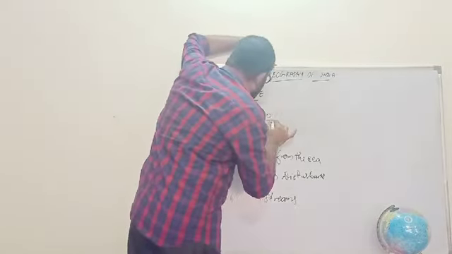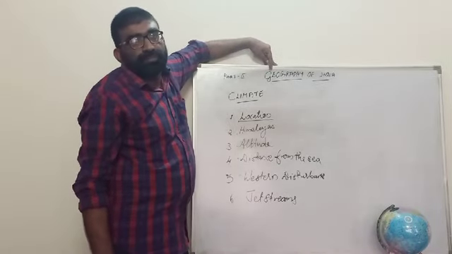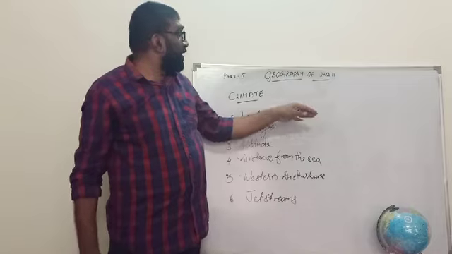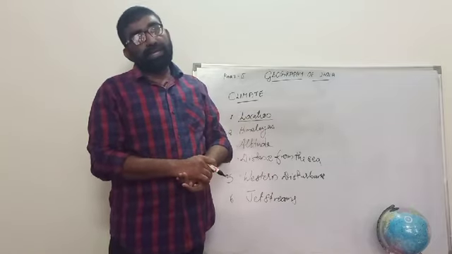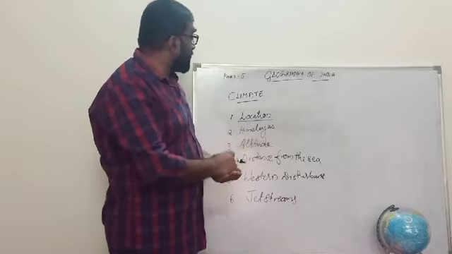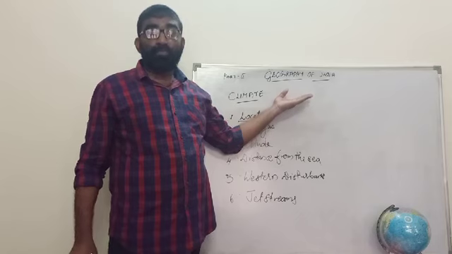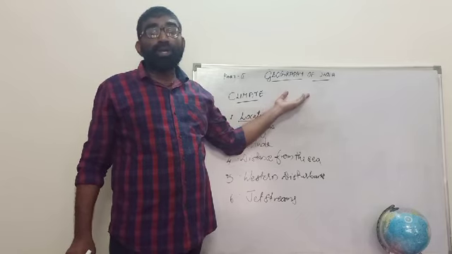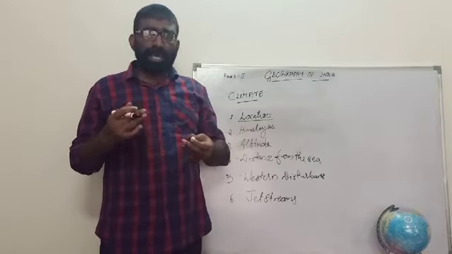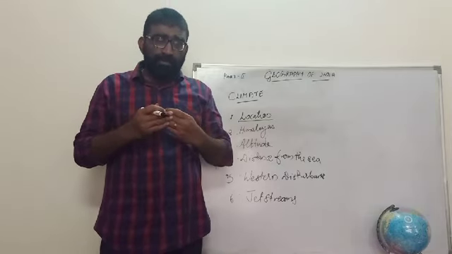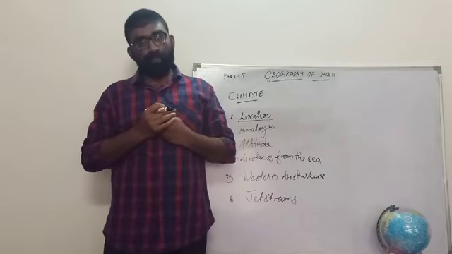Location. Already we said it is located between 8 degree to 37 degree. Tropic of Cancer divides the country, and north of the Tropic of Cancer we will see a continental type of climate. It's an extreme type of climate. In summer season temperature is very high and in winter season it is very low.